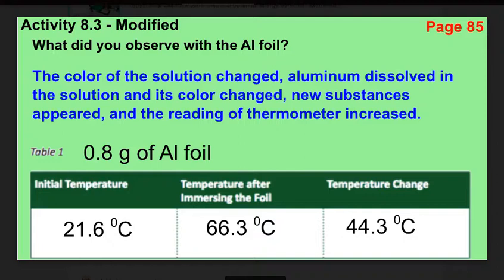So what did you observe? Because you're not actually doing the activity, this is what you would have observed. The color of the solution changed. Aluminum dissolved in the solution and its color changed. New substances appeared, and the reading of the thermometer increased. In other words, you saw a lot of the same things and heard some of the same things when you put aluminum foil in 8.1.